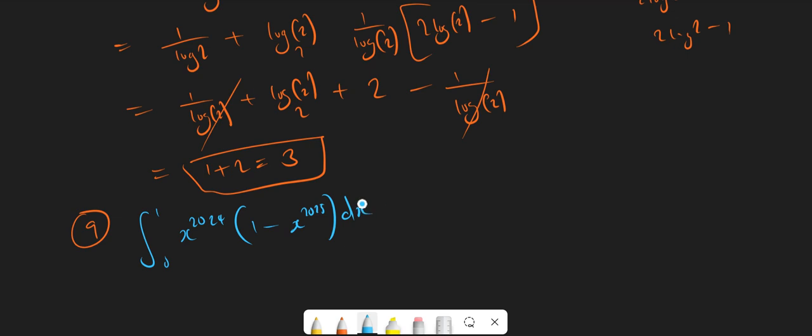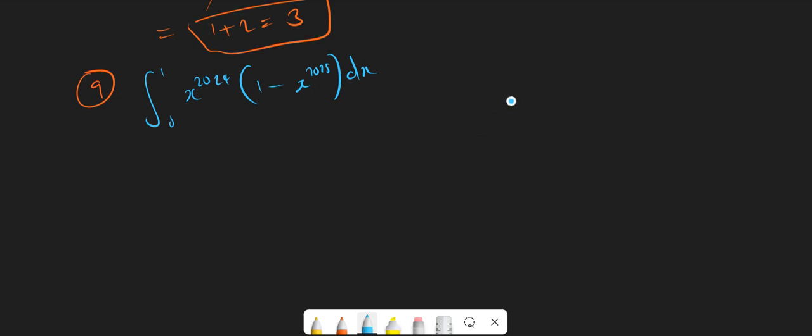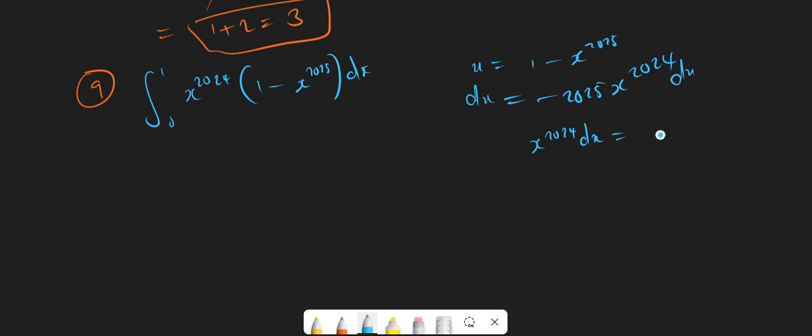All right, so how are we going to deal with this one here? Let's make some substitutions. We're going to take u to be 1 minus x to the 2025. So du will be negative 2025 x to the 2024. So basically x to the 2024 dx is going to be negative du over 2025.